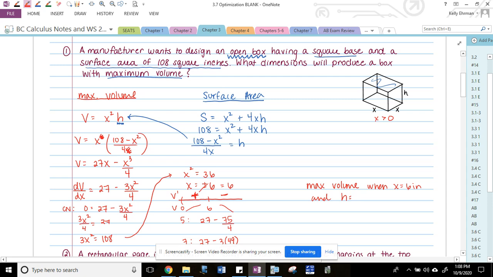We can go back to our equation over here and our surface area equation and figure that out. 108 minus x is 6, so minus 36 over 4 times 6 is 24. So 108 minus 36 is 72 over 24. That's 3. So the max volume is when x is 6 inches and h is 3 inches.